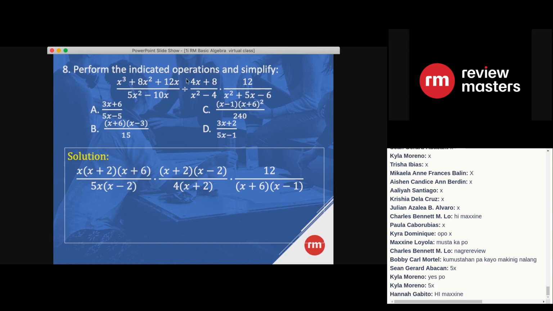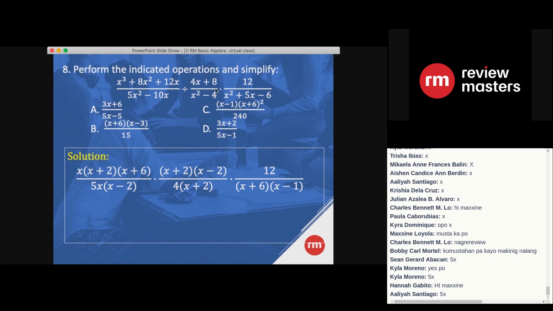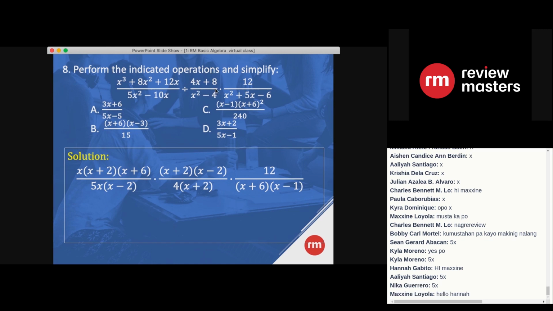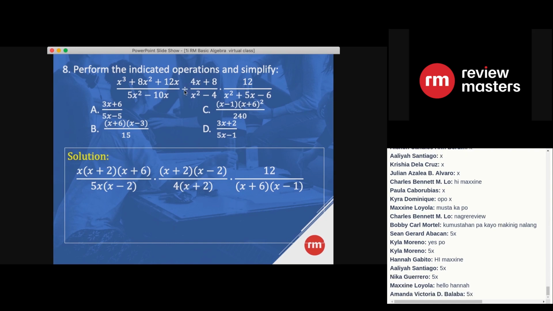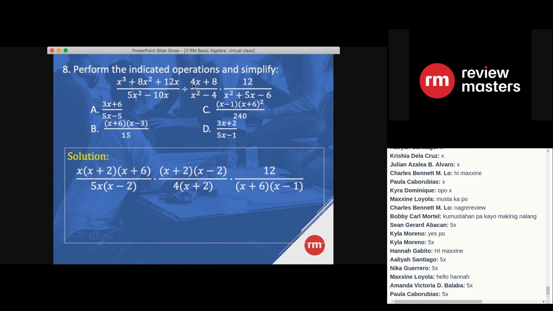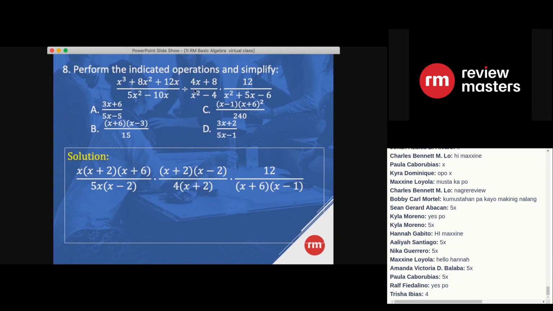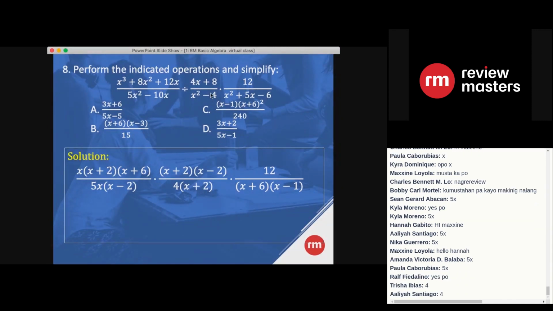So ito naman kabila. 4x plus 8. Is there a common factor? So ginawa na niya to sa ilalim kasi, di ba, we can express this in terms of multiplication if we get the reciprocal of this one. So 4x plus 8 will be a denominator. So ano yung common factors ng 4x and 8? That would be 4. Okay? So by dividing each term by 4, the other factor would be x plus 2 kasi 4x divided by 4 is x. Plus 8 divided by 4 is 2.